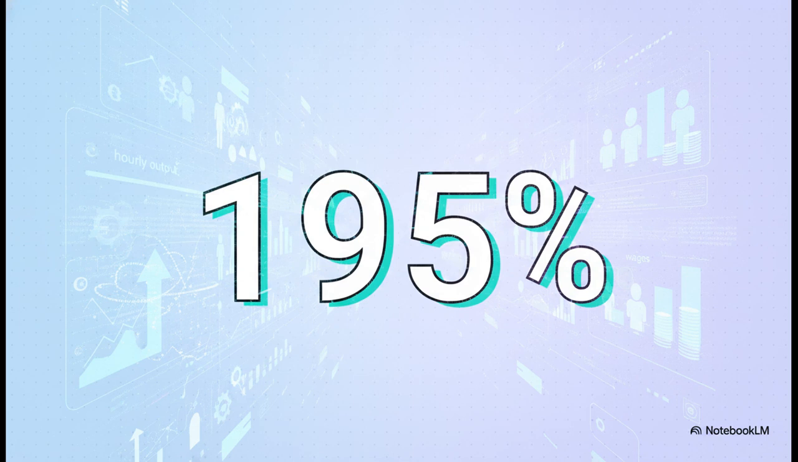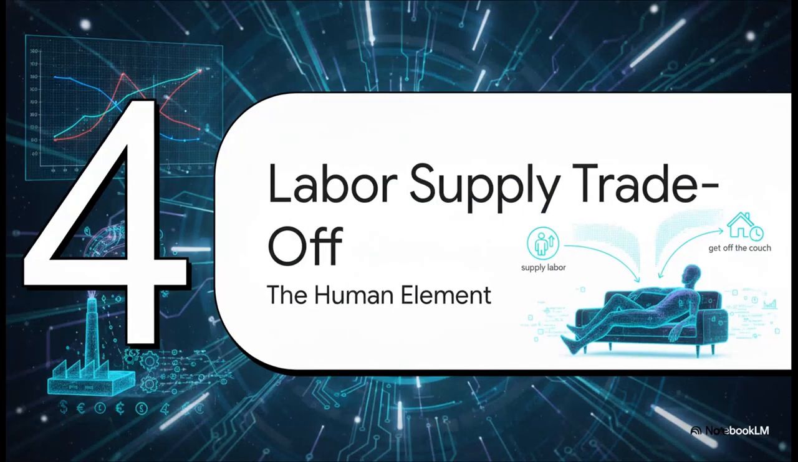And here is the truly amazing part about that. It simultaneously doubled overall employment, despite the fact that wages adjusted for inflation also rose dramatically. It turns out, when workers become more productive, firms want to hire way more of them, even at higher pay rates. Part 4. The human element, the labor-supply trade-off.